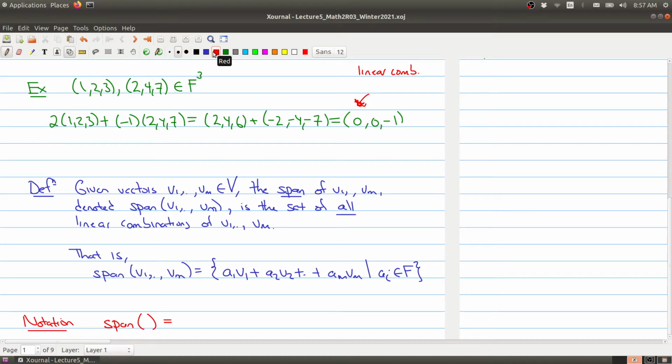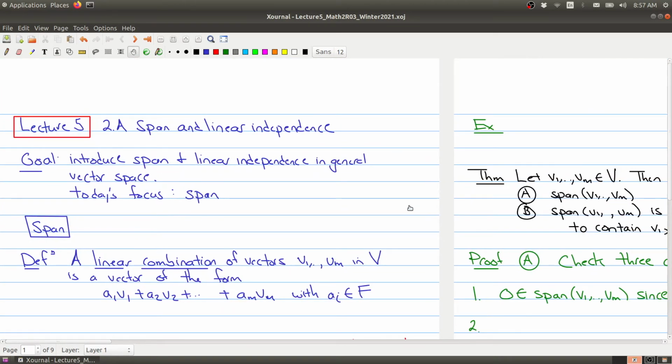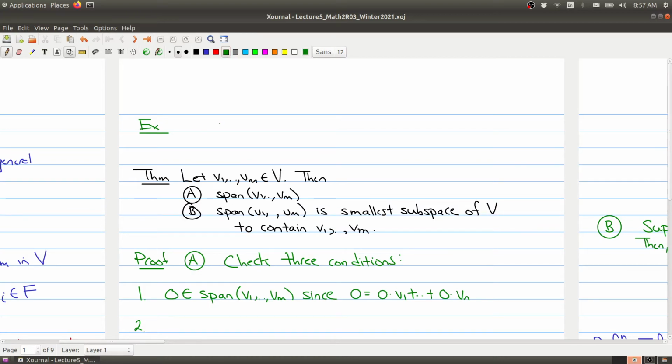Just one piece of notation that sometimes will pop up in the book: if you take the span of the empty set, we consider that to be the vector space containing just the zero element, in other words, the trivial space. To tie back into the example up here, the vector (0, 0, -1) is inside the span of the two vectors (1, 2, 3) and (2, 4, 7), because, as we saw, this vector can be written as a linear combination of these two vectors.